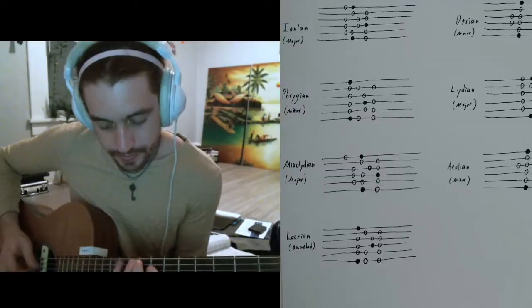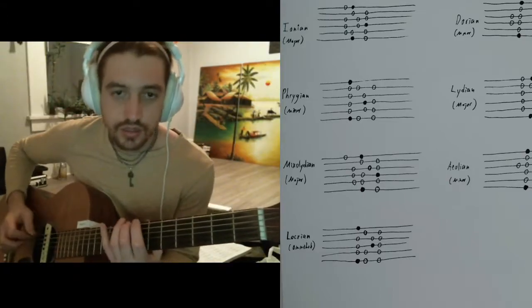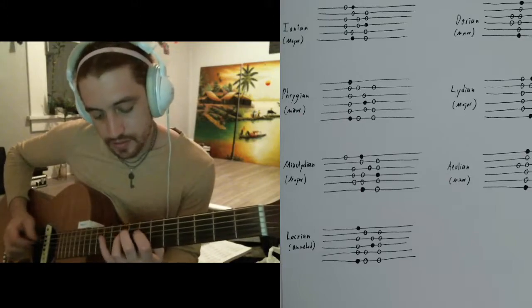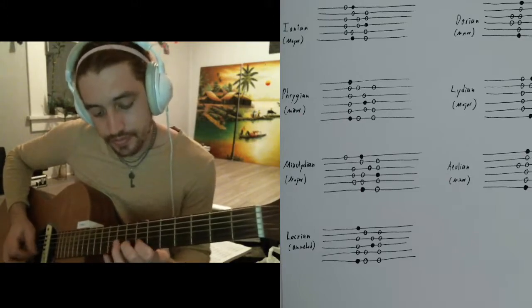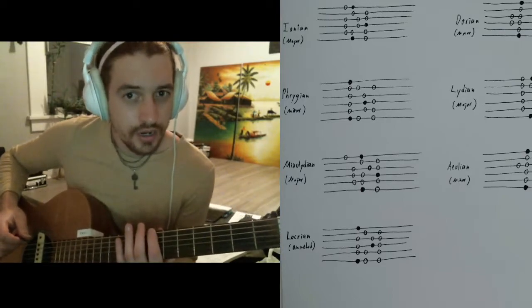So that's Dorian. Built on the 3rd scale degree is the Phrygian mode. Here it is. Here it is again. So minor, but instead of lifted like the Dorian is, it's kind of subdued. It's a little bit darker. It's because of that note right there.